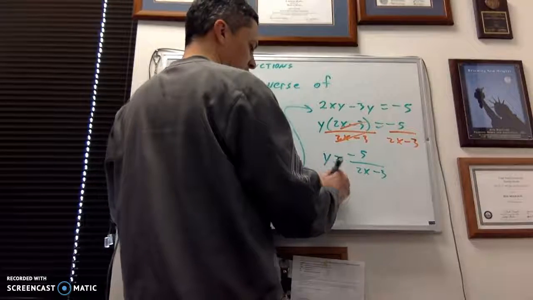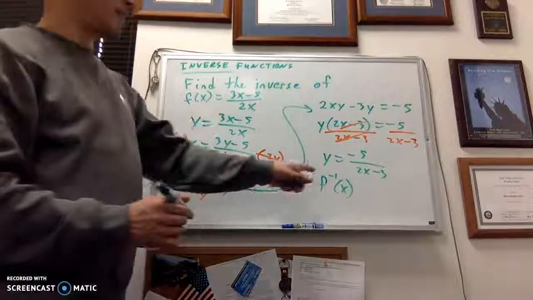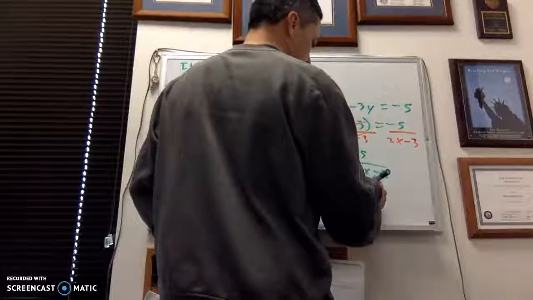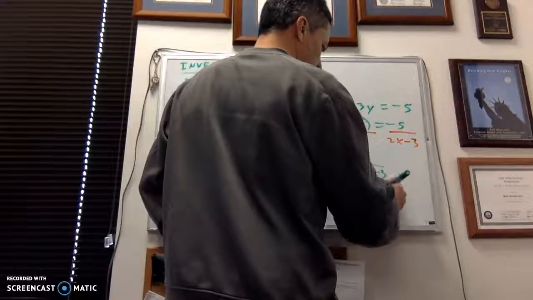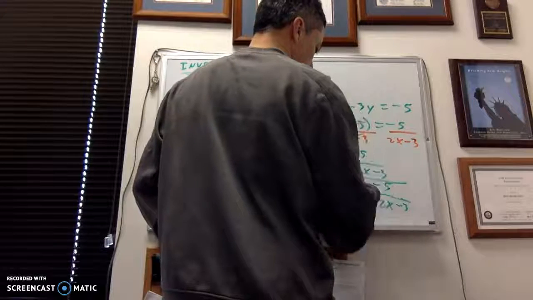And then the final step is to change your y to f inverse of x. That denotes that you have an inverse function equaling negative 5 over 2x minus 3. There you go.